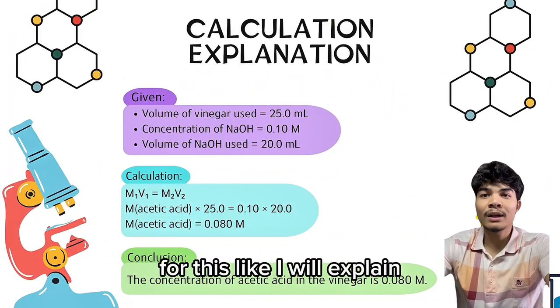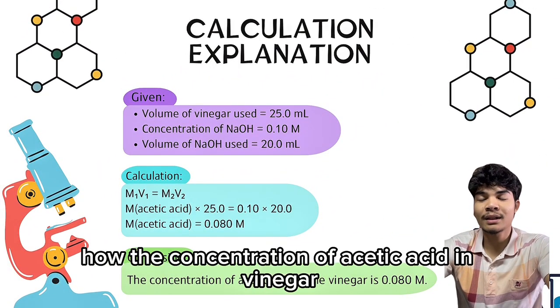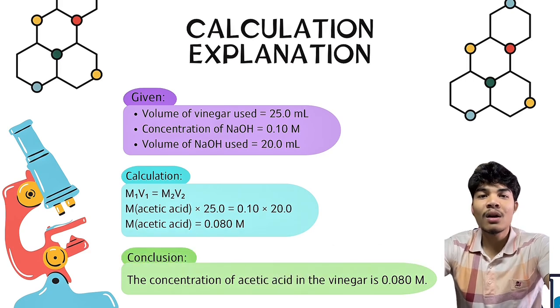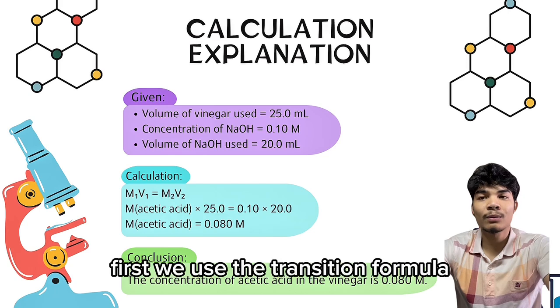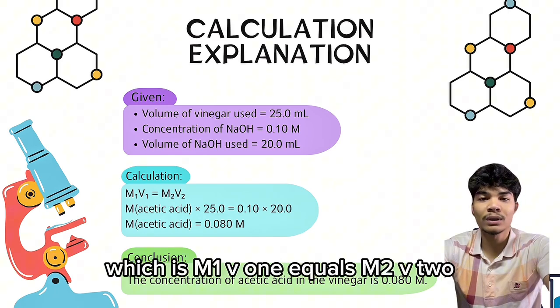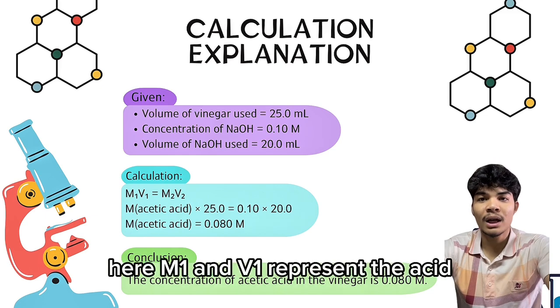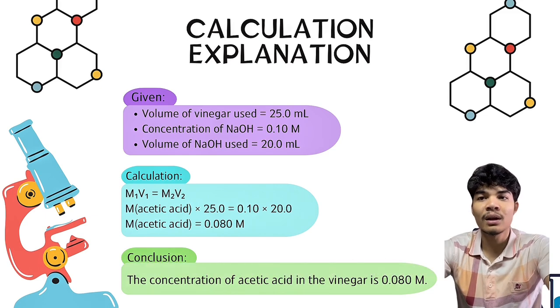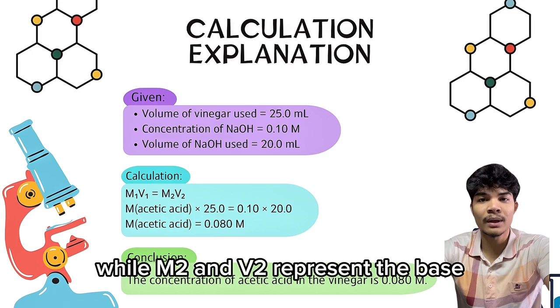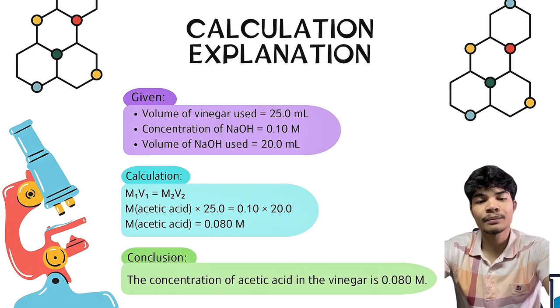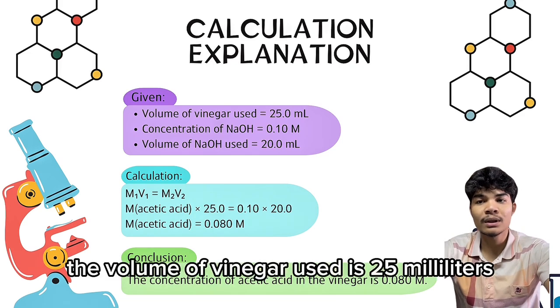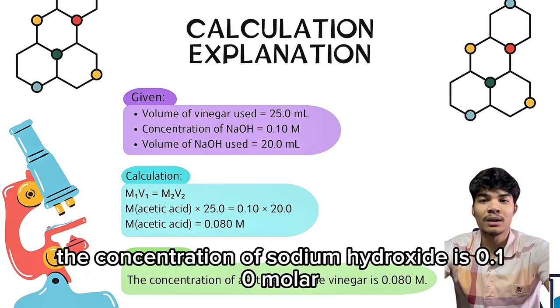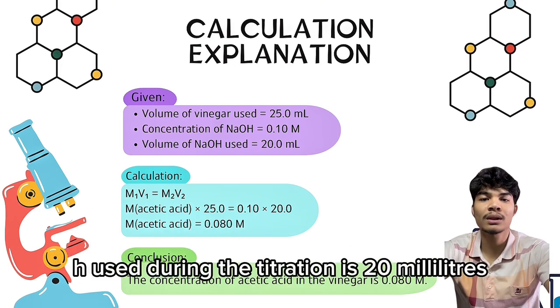For this slide, I will explain how the concentration of acetic acid in vinegar is calculated. First, we use the titration formula, which is M1V1 equals M2V2. Here, M1 and V1 represent the acid, while M2 and V2 represent the base. In this experiment, the volume of vinegar used is 25 milliliters. The concentration of sodium hydroxide is 0.10 molar, and the volume of NaOH used during the titration is 20 milliliters.